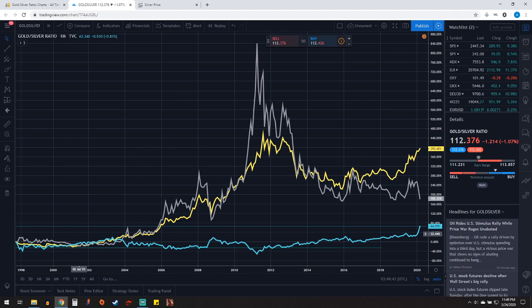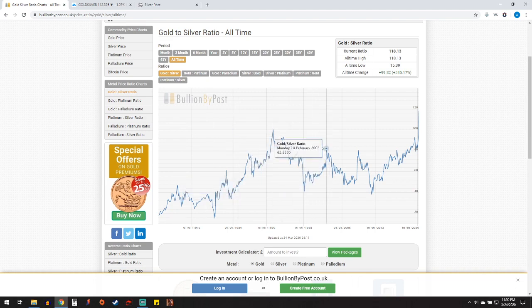You can see that every time the blue line reaches a peak, it tends to be the beginning of a bull market in the metals. That is, as it gets above 70 to 80, that's kind of the high end for the ratio historically. That tends to be a signal that a bull market is coming. You can see that happen back here in this peak in 2003, February 2003, around 82.